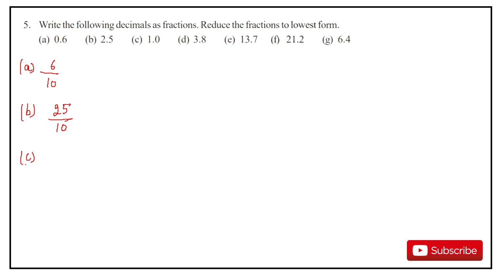C part, 1.0 means 1 by 10 or not? No, it's not 1 by 10 because it's not 0.1, it's only 1. So we're going to only write 1. Please don't make a mistake, I have written 1 by 10 just to make you understand. D, 3.8 is 38 upon 10. You do not need to reduce it because they have not asked for the fraction in the lowest form. So we are definitely going to reduce once I finish writing the fractions.